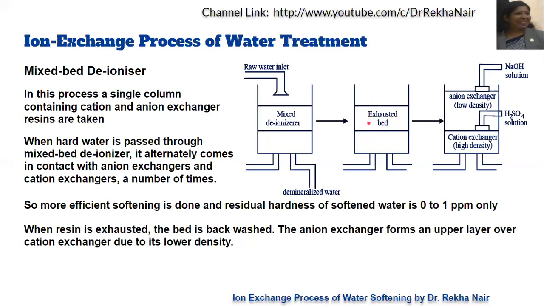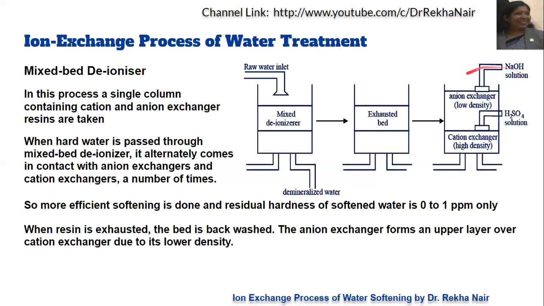So to regenerate it, when the resins are exhausted, the bed will be backwashed. Then the anion exchanger will form an upper layer and the cation exchanger will form a lower layer, because the cation exchanger generally has a higher density and the anion exchanger has a lower density. So the anion exchanger will be floating over the cation exchanger, and at the lower part we have the cation exchanger.